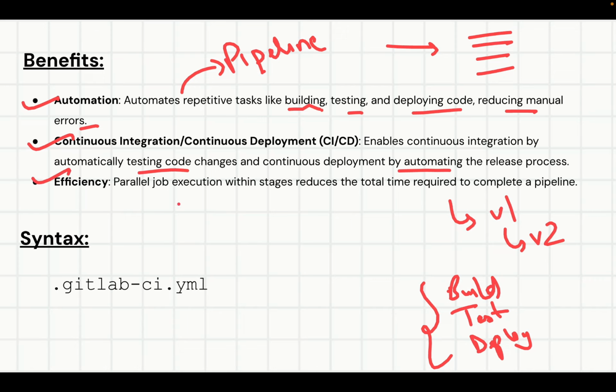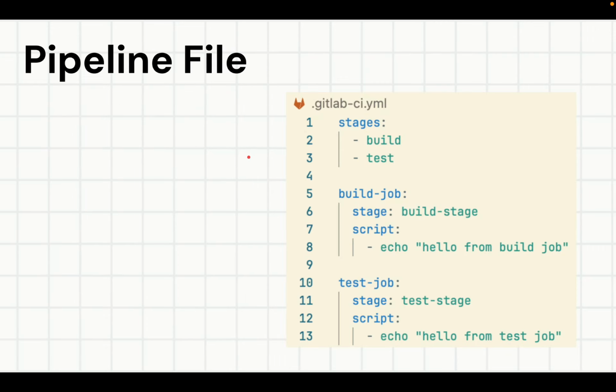Moreover, it is efficient because jobs run in parallel, which reduces the total time taken. And the pipeline syntax file is written in .gitlab-ci.yaml. This is the format of declaring the file. Now let's understand more about the pipeline file through a structured format.